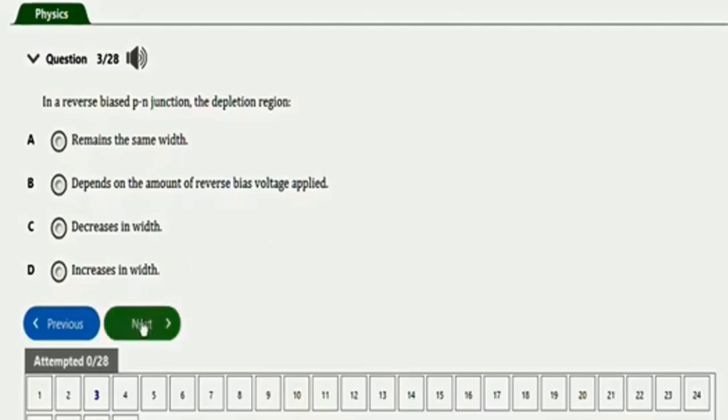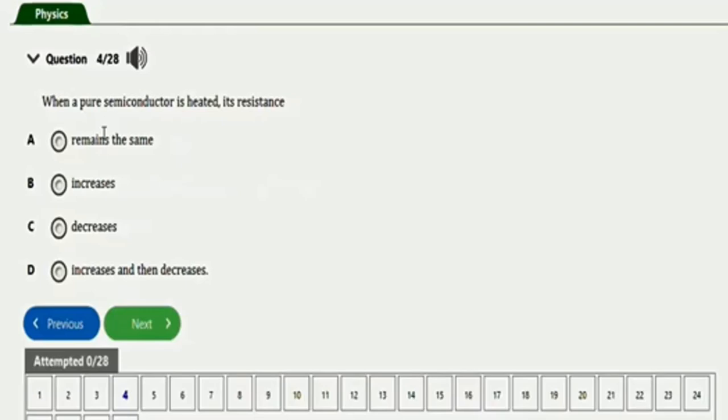Next question will be this one. It says when a pure semiconductor is heated, its resistance remains the same, increases, decreases, or increases and then increases. So guys, when it's heated, it should decrease. The right option is option C.